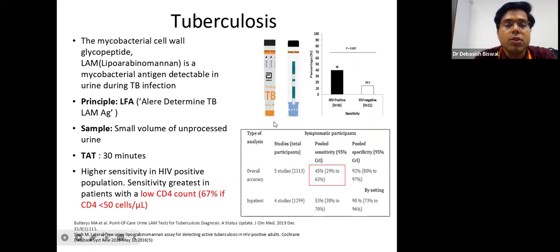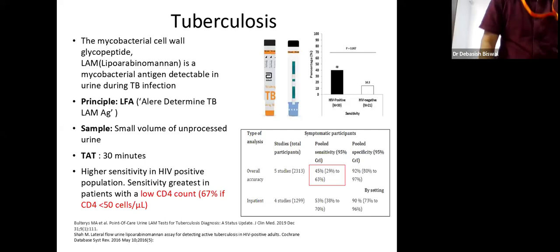Then coming to tuberculosis RDT, there is something known as lipoarabinomannan, which is a mycobacterial antigen detectable in the urine during active TB infection. So this particular RDT for TB is based on the principle of LFA, that is a lateral flow assay, and this is available by the brand name of Alere Determine TB, which detects the LAM antigen. It requires a small volume of unprocessed urine sample and gives a result within 30 minutes. It has a higher sensitivity in the HIV positive population, and the sensitivity is greatest in populations with a low CD4 count.